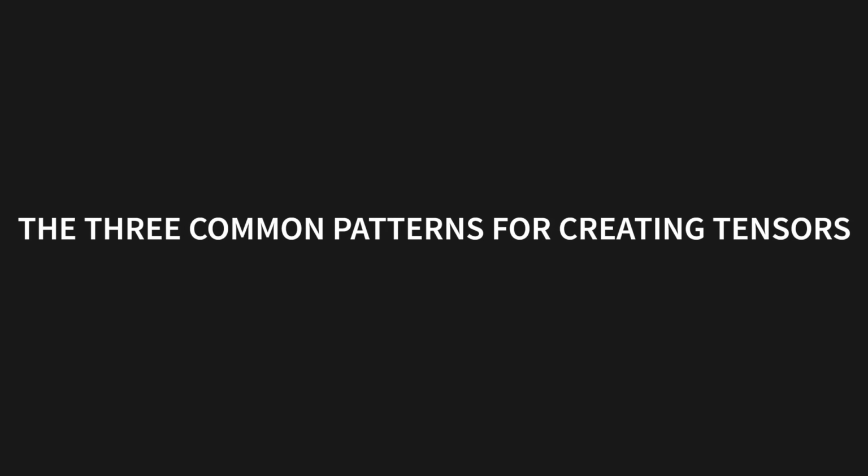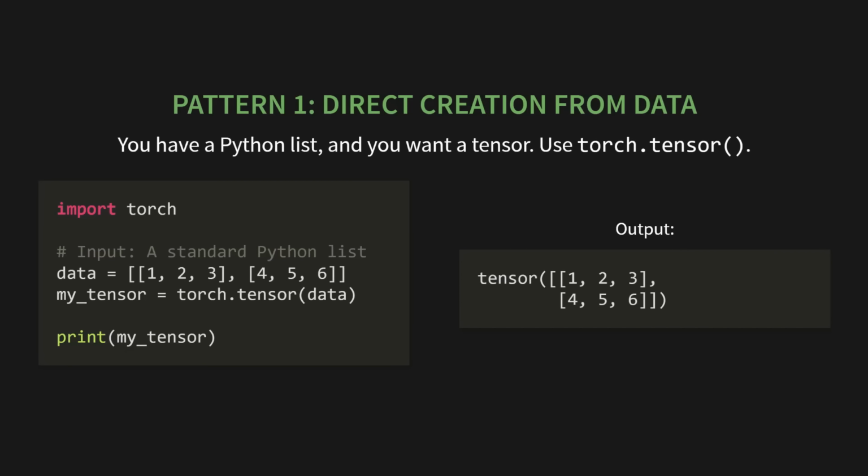Pattern number 1, direct creation from data. This is the most straightforward. You have a Python list, and you want a tensor. Simple. You just use torch.tensor.